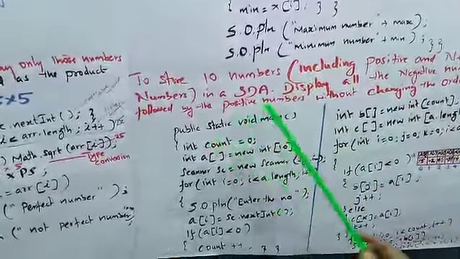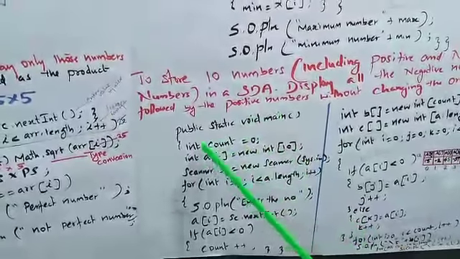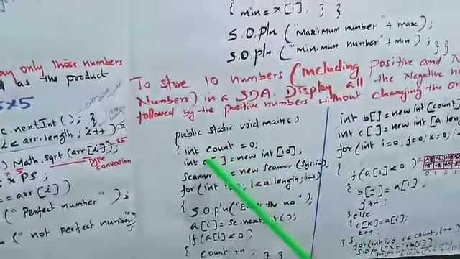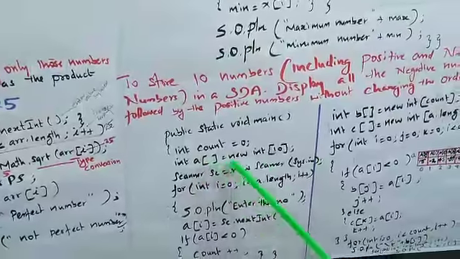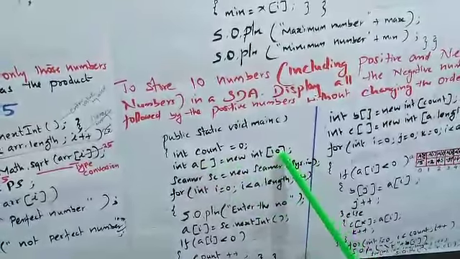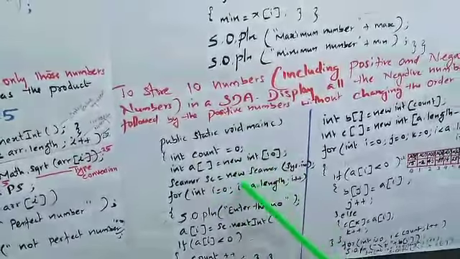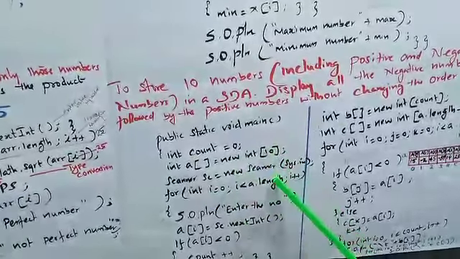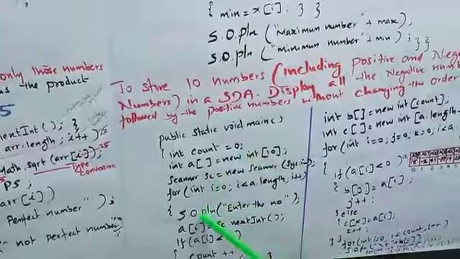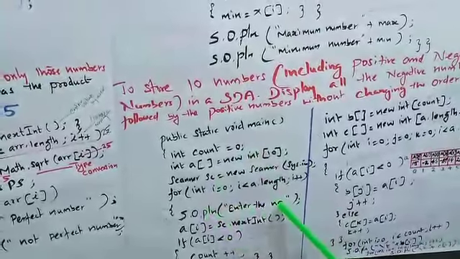Now here, same thing, we have taken one int count. Then an integer array, for which you have to print how many elements? 10 elements. Then we are using the Scanner class for the length of those 10 elements. Now here we are putting "enter the number". Now we have to enter the number.